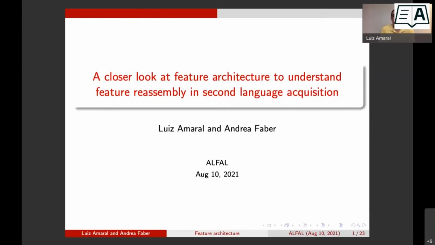The work that I'm presenting is in collaboration with Andy Faber. And we're going to be talking about taking a closer look at feature architecture to understand this idea of feature reassembly in second language acquisition. We believe that we should discuss a little bit further what exactly the architecture of those features is, so that we can explore this idea further in second language acquisition.